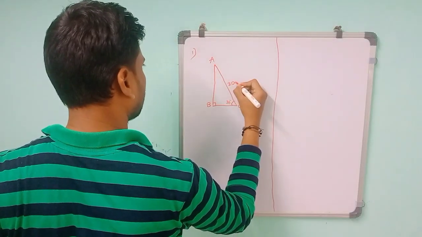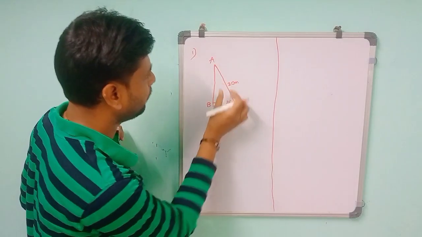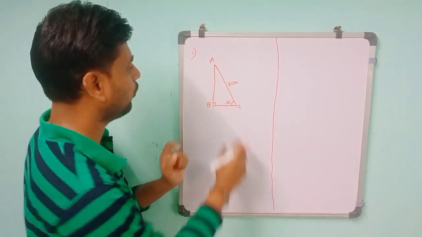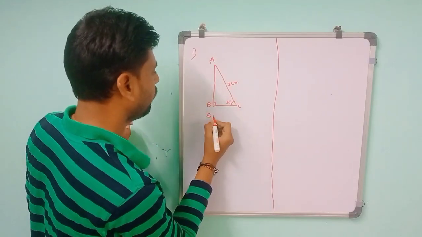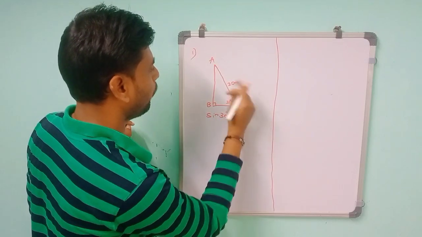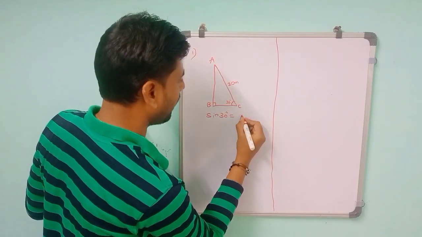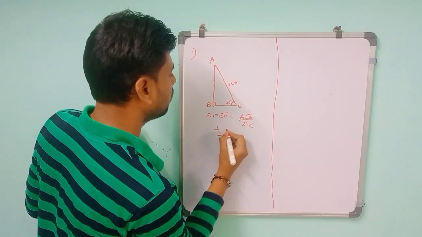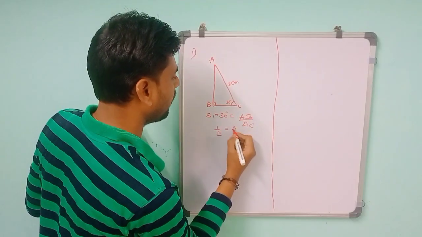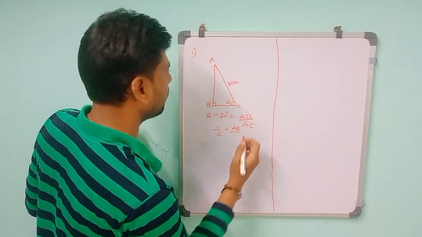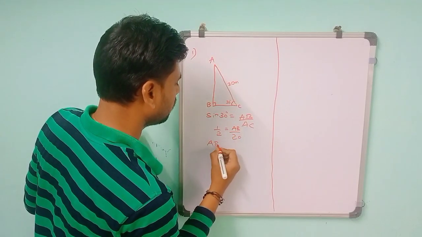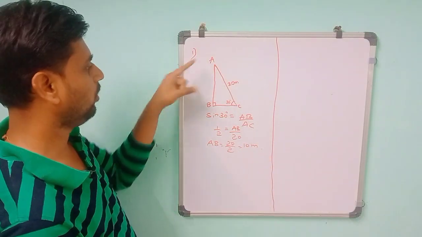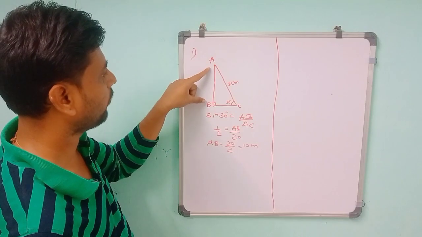This is the unknown value and this is the known value, the given 20 meter long. They gave 20 meters because the rope is 20 meters long, and this is BC, it is adjacent, so opposite by hypotenuse. So you can find sine 30 is opposite by hypotenuse, so AB by AC. We know sine 30 is 1 by 2, and AB we don't know, keep it as it is, AC is 20 meter. So AB will be 20 by 2. So the height of the vertical pole is 10 meter.